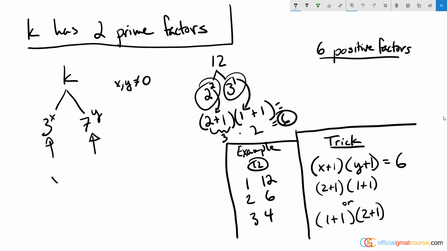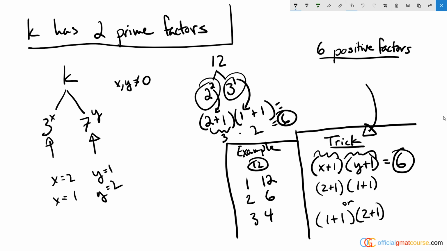Then that means either x is equal to 2 and y is equal to 1, or x is equal to 1 and y is equal to 2. Because if we look at the trick that I outlined down here, if we know the total number of factors is 6, and x plus 1 times y plus 1, which are the exponents on our prime factors plus 1, give us the total number of unique factors, then x plus 1 times y plus 1 has to equal 6.